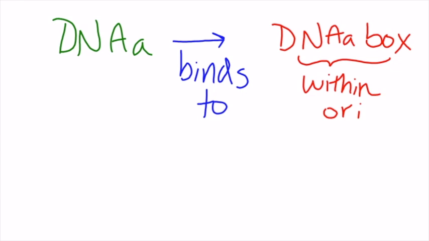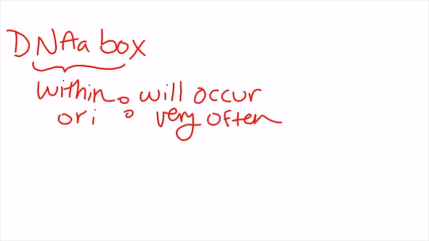The initiation of replication is mediated by DnaA, a protein that binds to a short segment within the origin of replication known as a DnaA box. You can think of the DnaA box as a message within the DNA sequence, telling DnaA, bind here. The importance of the DnaA box within DNA replication means that it is likely for it to occur very often in the DNA.